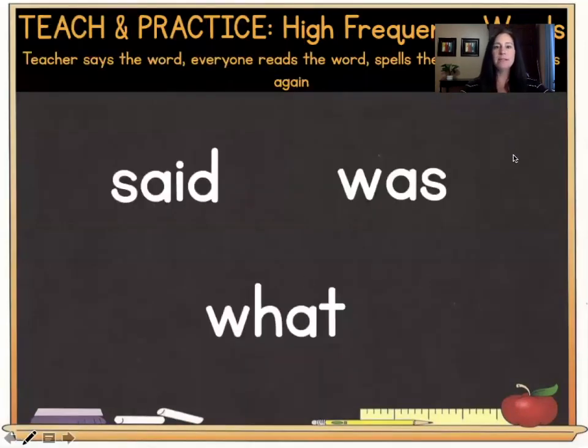Now we're going to practice our sight words. I'm going to say the word. You're going to repeat after me. Then we're going to spell the word together. And then we're going to say the word again. Let's look at this first word. This first word is said. What is the word? Said. Good. Let's say the letters in the word said.